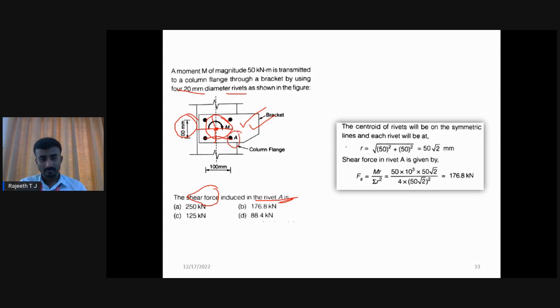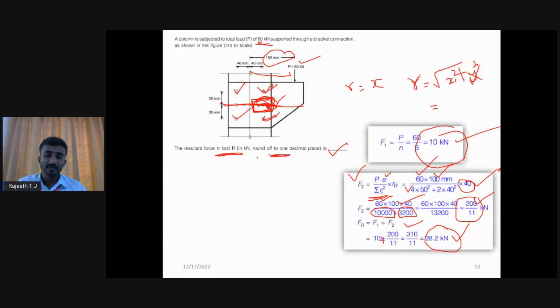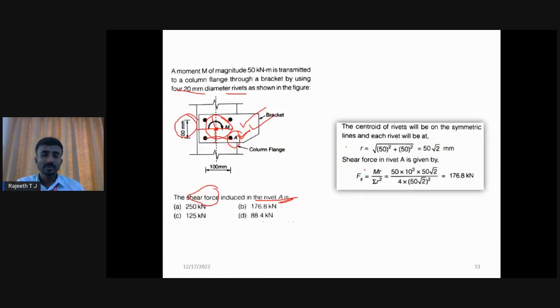Where is rivet A? Rivet A is the extreme bolt. So how to calculate this? Since we know the moment, in the previous problem, if you observe, the moment is P into E, which is connected to F2. If you take this problem also, you can directly calculate F2. What is F2? M R by sigma R square.